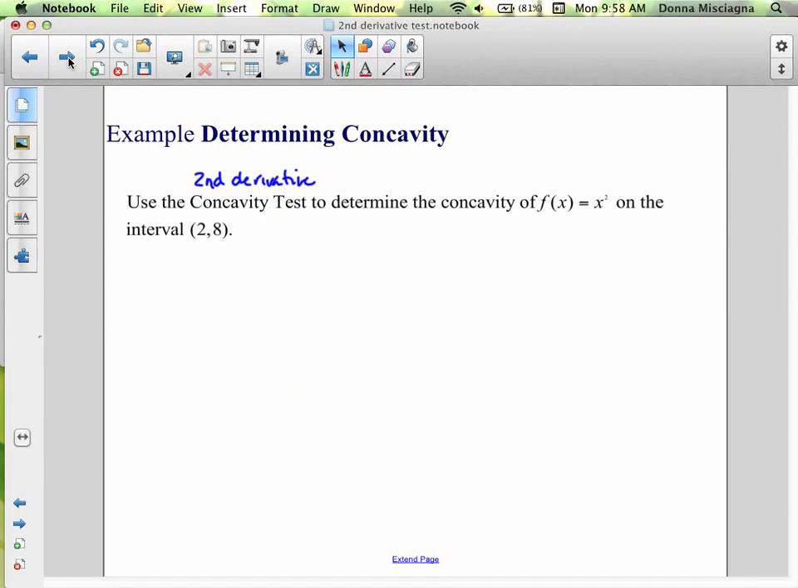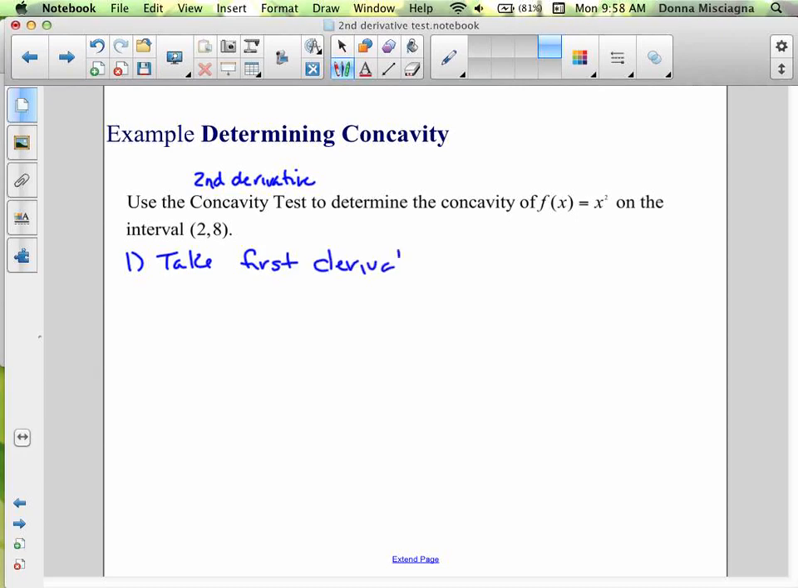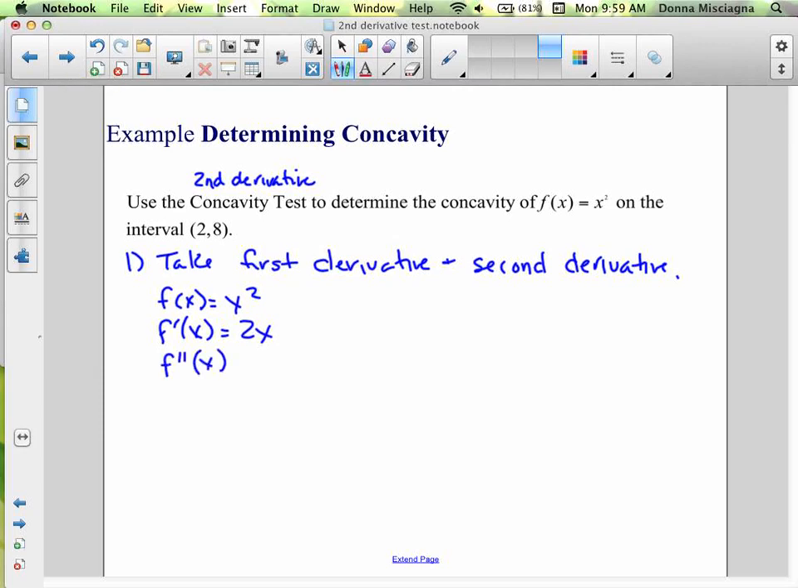All right, so now let's take a look at this one. This one's in your notes. I'm going to do this one with you. All right, so use concavity test as second derivative test to determine the concavity of f of x equals x squared on the interval from 2 to 8. All right, so the first thing we have to do is take the first derivative. And then we'll take the second derivative. Right, so the graph, it's f of x equals x squared. F prime of x equals 2x. That's the first derivative. Second derivative is just 2.